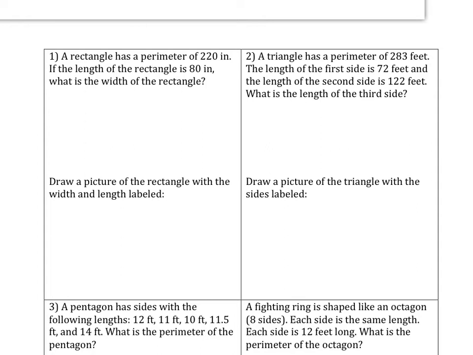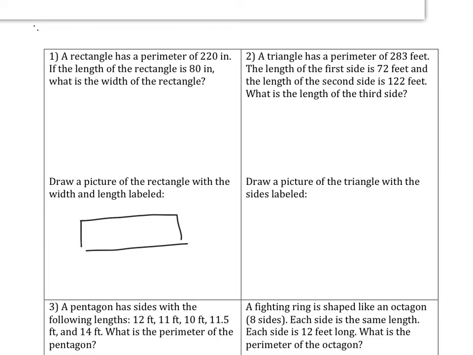Some more examples. A rectangle has a perimeter of 220 inches. If the length of the rectangle is 80 inches, what is the width of the rectangle? And then the second part of that is draw a picture of the rectangle with the width and the length labeled. So I'm actually going to start by drawing the picture. I think it makes it easier to see what's happening. So we're going to draw a rectangle.